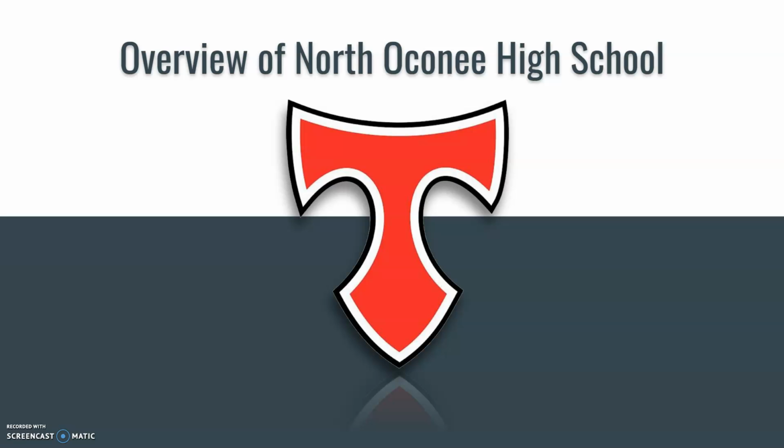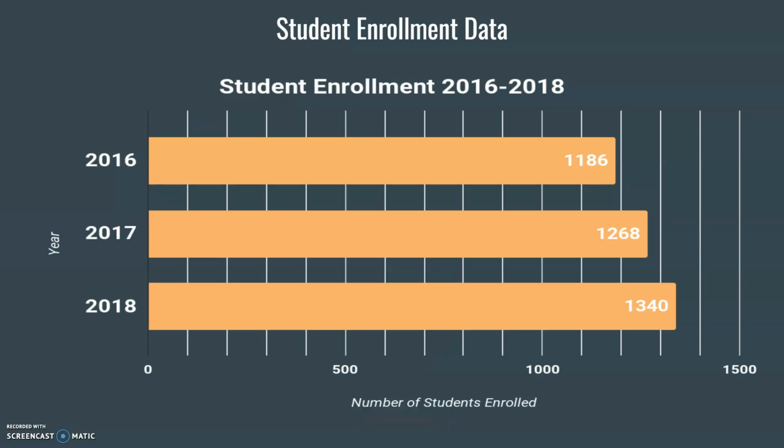So here's a general overview of North Oconee High School's demographics. Here you'll see our student enrollment data over the last 3 years. In 2016, we had 1,186 students enrolled, and that has increased to last year's 2018 enrollment of 1,340. As you can see, between 2016 and 2018, we've had a rapid growth in student population over those 3 years.